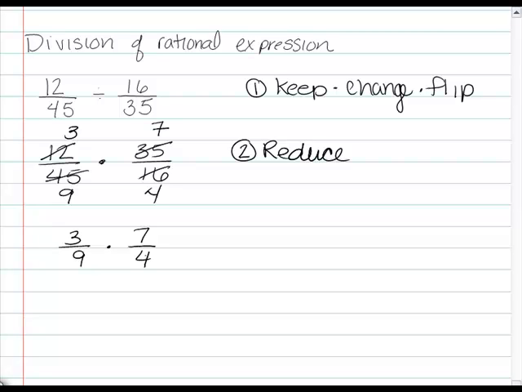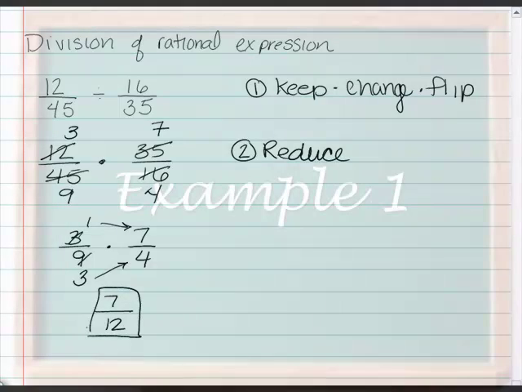But you'll notice that we didn't get everything the first time through. 3 over 9 would reduce as well. So this would become a 1, and the 9 would become a 3. So we've got 1 times 7, which is 7, and 3 times 4, which is 12. So our answer would be 7 over 12.